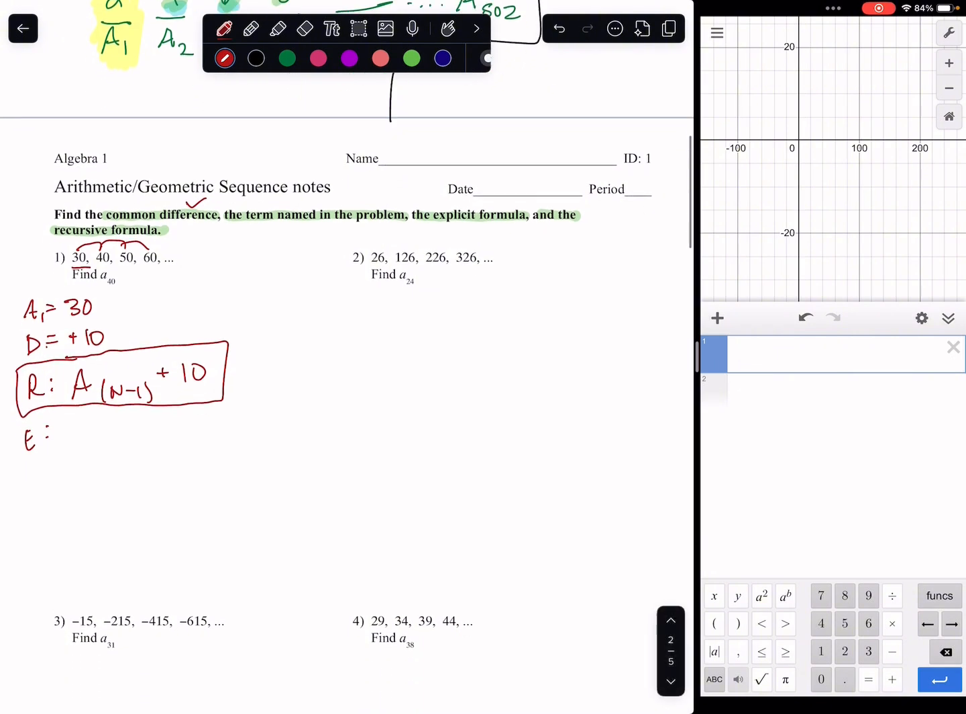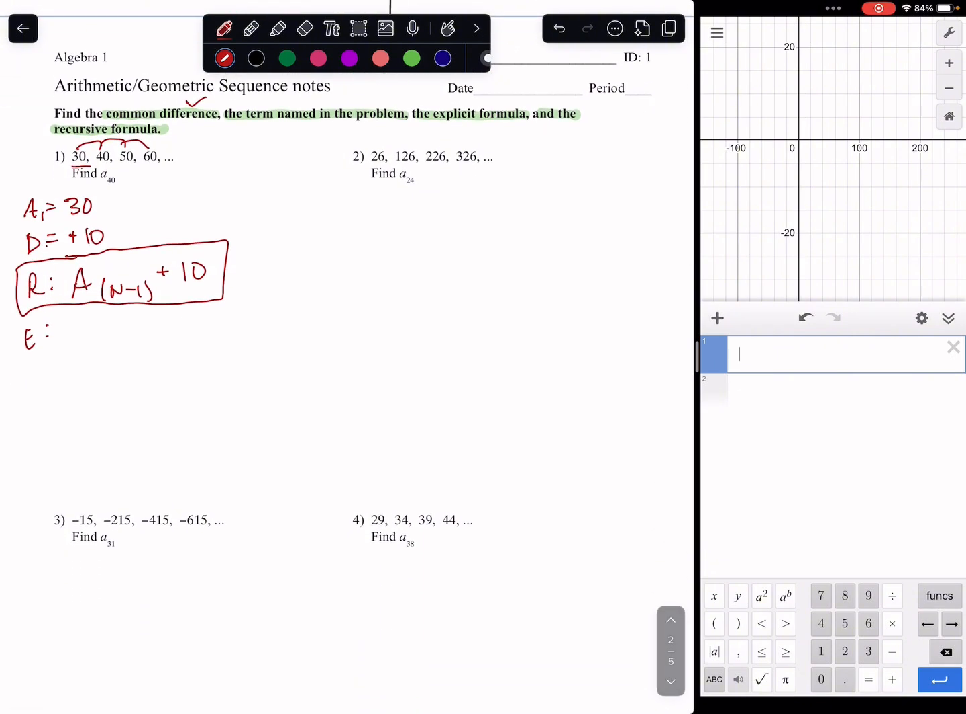So let's go back down here. Our explicit formula, what is our very first number? Because it's A of 1. Actually, I'll do it like this. A of 1 plus d times n minus 1. Let's fill this stuff out. A of 1 is 30 plus d, which is 10, and then we have n minus 1. So that's the explicit formula for now.